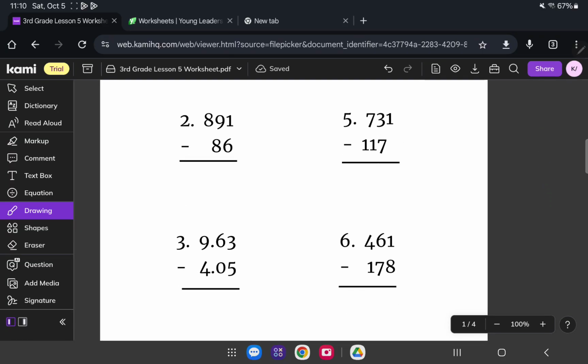So we have a 1, we have to borrow a 10 from the 9. And then 11 minus 6 is 5. 8 minus 8 is 0. And then 8 just is brought down. So then this is rounded up to 900. This one is rounded up to 100. And then when we subtract that, we should get 800.